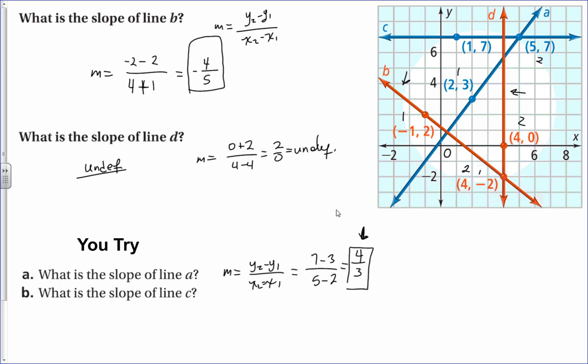All right. And then C, since C is a horizontal line, it is said to have no slope or a 0 slope. Because again, if you do this, the y2 minus y1, if we make that point 2 and that point 1, we're going to have 7 minus 7 over 5 minus 1, which is 0 over 4, which is 0. So it has 0 slope or a no slope. All right.